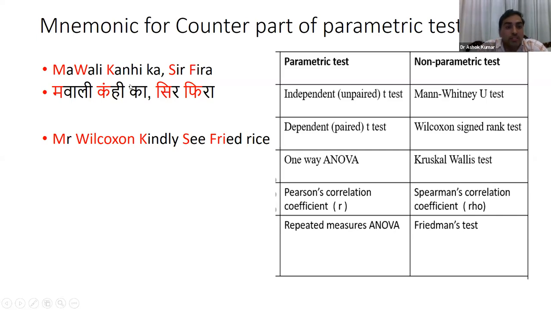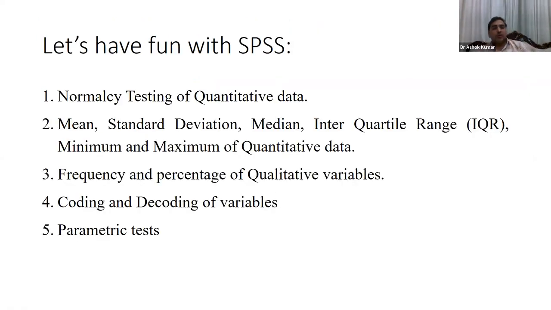So you can remember this: Mawali kahin ka Sir-Fira, or Mr. Wilcoxon kindly see fried rice. M is Mann-Whitney, W means Wilcoxon, K means Kruskal-Wallis, S means Spearman, and Fry means Friedman test. Now let's have fun with SPSS. We will do all these things, and there are some conditions.